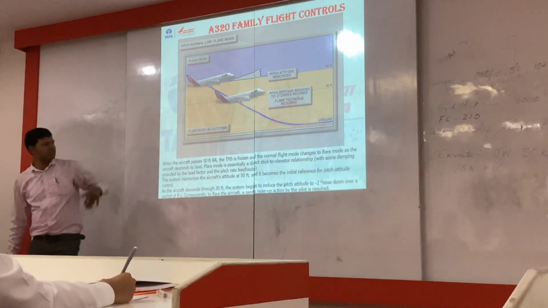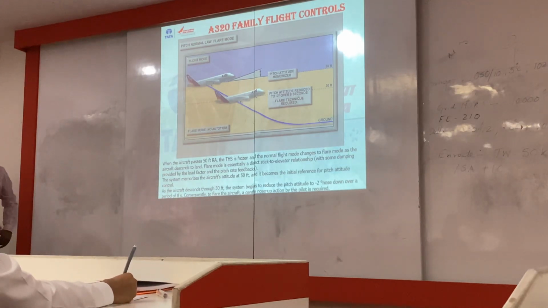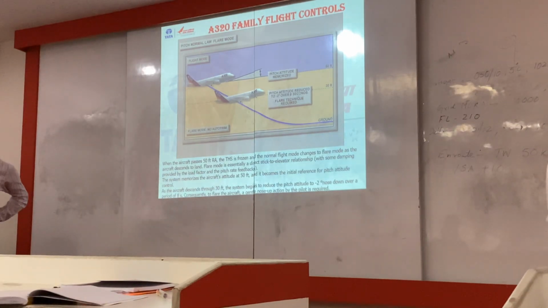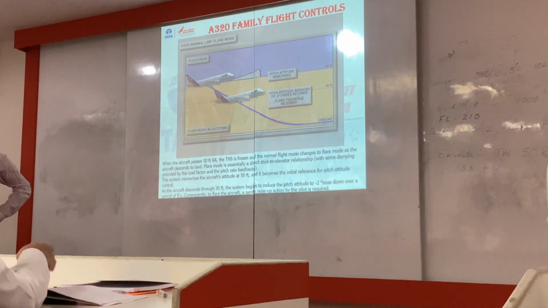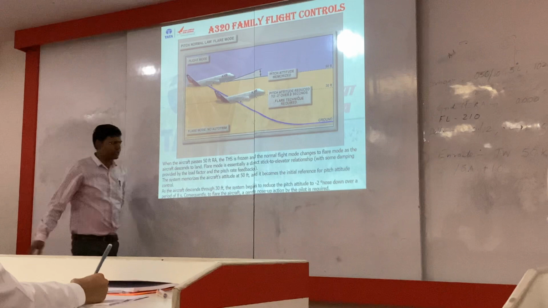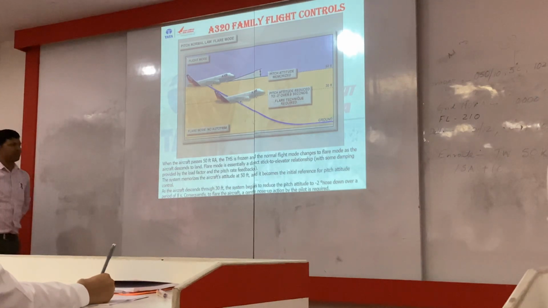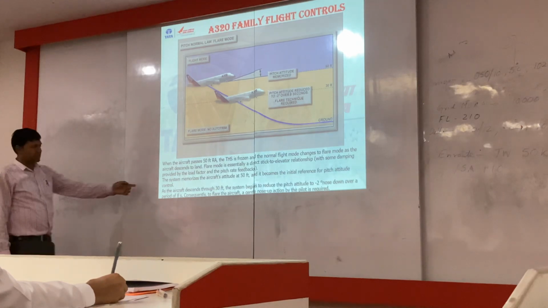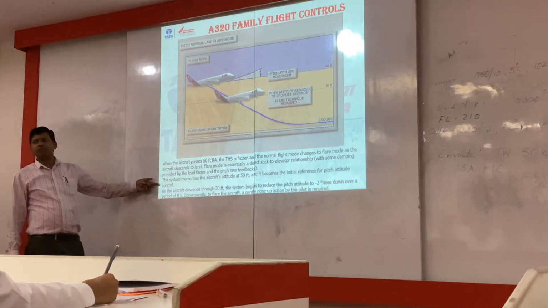When the aircraft passes 50 feet RA, the THS is frozen. Okay. And the normal flight mode changes to a flare mode as the aircraft descends to land. Flare mode is essentially a direct stick to elevator relationship. Again, in ground mode, we have seen that a direct relationship was there. In the flare mode also, direct stick to elevator relationship with some damping provided by load factor and pitch rate feedback. The system memorizes the aircraft attitude at 50 feet.